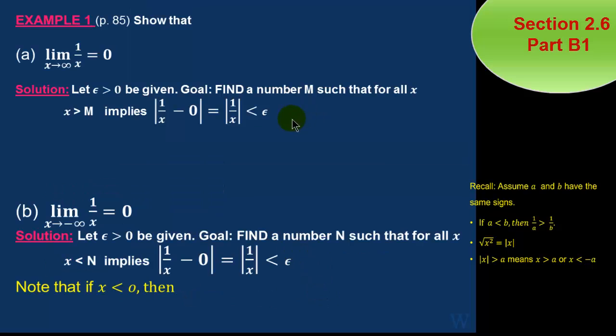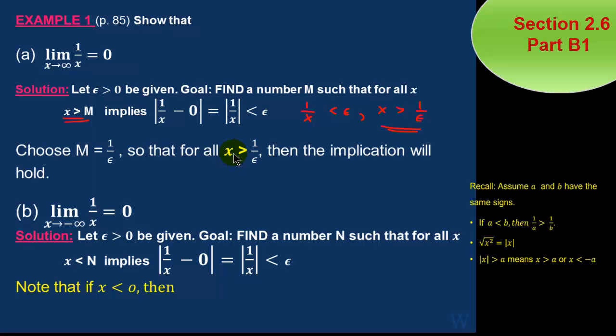Let's continue on. For all x greater than 0, we can just take off the absolute value sign. For x greater than 0, 1 over x is less than epsilon. If I take the reciprocal of both sides, I will get x is greater than 1 over epsilon. And this inequality matches that inequality. So what is our choice of M? We choose M to be equal to 1 over epsilon, so that for all x greater than M, the implication will hold that this is true.